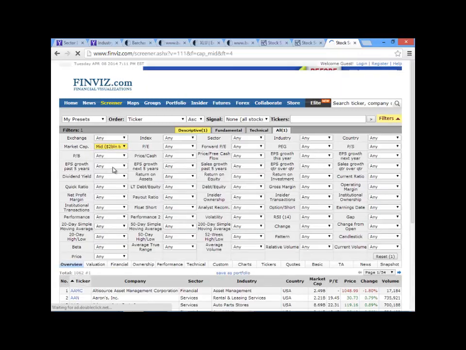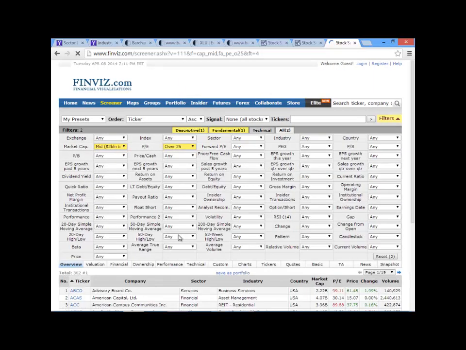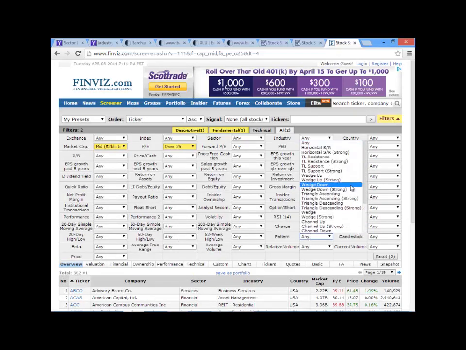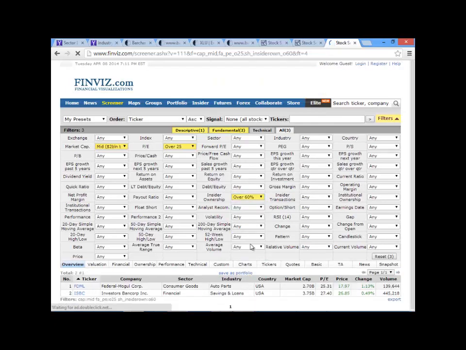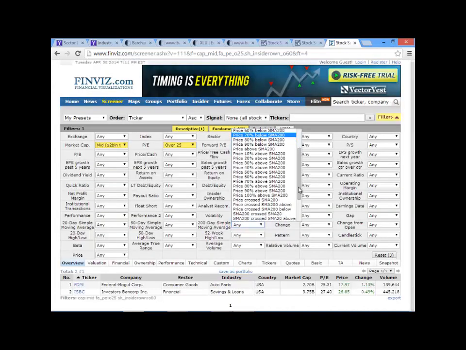So if we went just to a mid-range, if we were a fundamentalist, we could go where PE is over 25. I really don't know, I'm just making stuff up here. But then you can actually search on patterns. So if you know chart patterns, you can actually search on different price patterns. Insider ownership: you might want something that's a little bit higher because they really believe in the company. You can do it on the 200 moving day average.